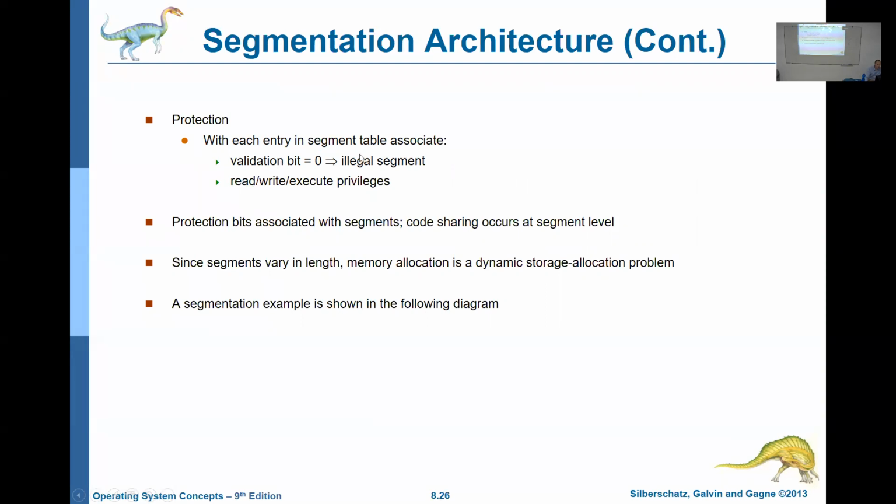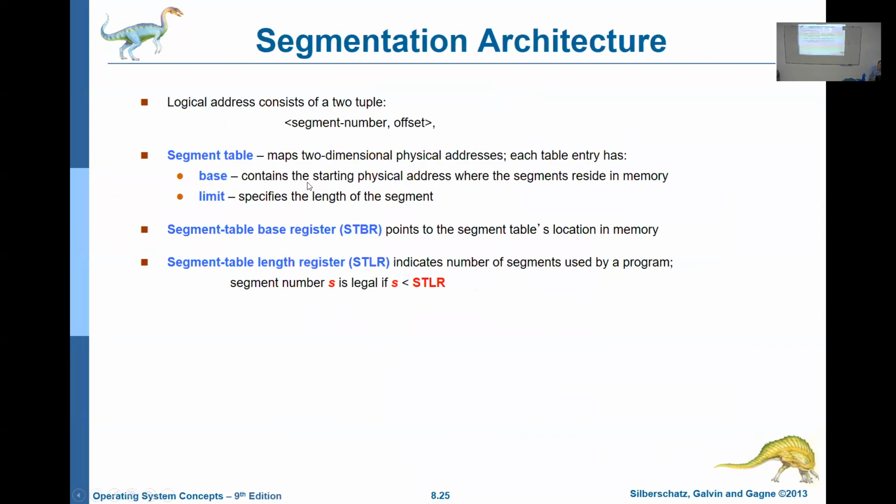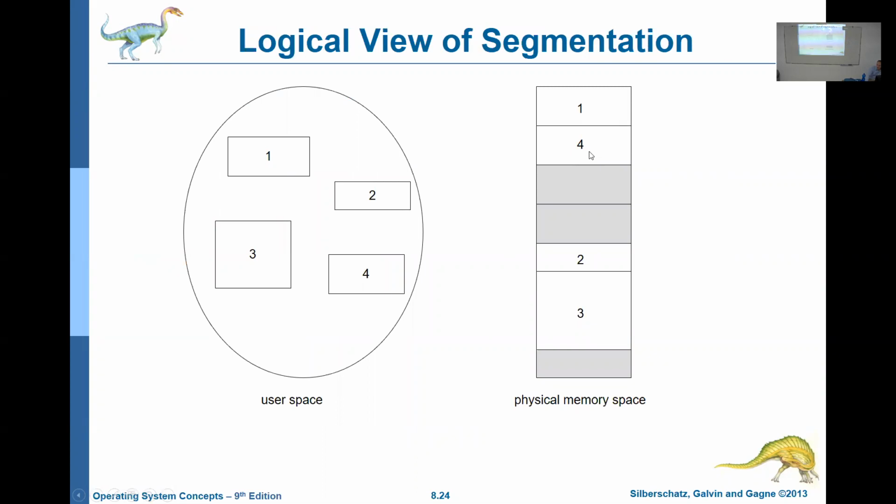Protection. With each entry in a segment table, associate a valid bit. Valid bit equals 0 is an illegal segment. What does that mean? I'm not exactly sure why we need to have it, but I know what a valid bit is. In addition to keeping track of where the segment is, we're going to label it as either 1 or 0. 1 meaning that it's permitted to go, it's valid, and 0 meaning that it's invalid. Maybe it means that it's not in memory at the moment. In other words, this 4 here doesn't have to be in memory. It could be on the disk.